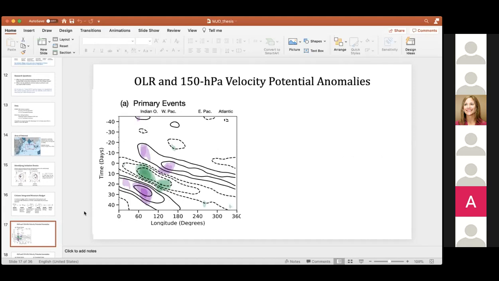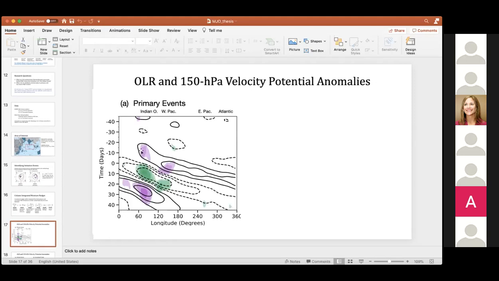So to dive into the results a little bit, to make sure that the categorization of primary and successive events worked well, we wanted to check the evolution of the composited primary events versus the successive events. So what you're looking at right now is a plot of primary events, and in the shading are OLR anomalies, and in the contours are chi anomalies at 150 hectopascals. And just for reference, chi is the velocity potential, and you can think about this as something that represents large-scale divergence or convergence in the atmosphere. So this is a measure of the circulation associated with the MJO rather than the convection.